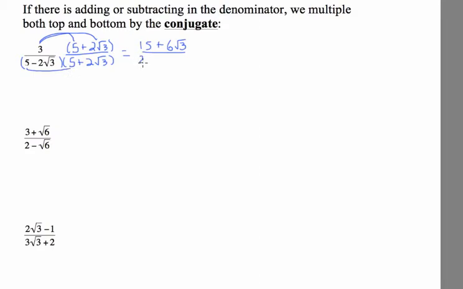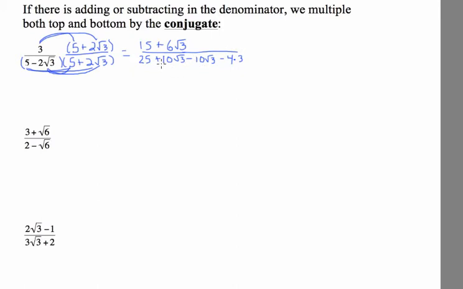5 times 5 will give us 25. 5 times 2 root 3 is plus 10 root 3. Negative 2 root 3 times 5 is minus 10 root 3. Negative 2 root 3 times positive 2 root 3 will be negative 4 times regular 3, because root 3 times root 3 will make regular 3.